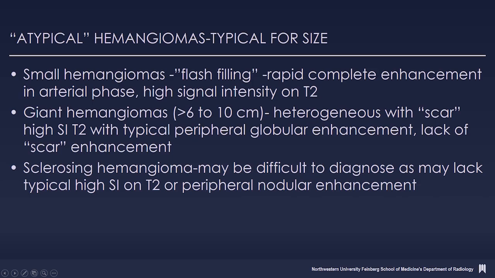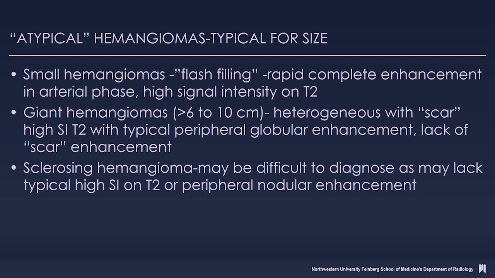So what are the atypical hemangiomas? In my opinion, they're actually typical, and it's typical for their size. So in other words, the small hemangiomas, the ones that we know of as the flash-filling hemangiomas, meaning that they rapidly, completely enhance on the arterial phase, these are the ones that are also going to be high signal intensity on T2 and retain their contrast similar to the adjacent blood vessels. In contrast, the giant hemangiomas, and the exact size isn't really that important, are the ones that are more heterogeneous. They have a high signal intensity central scar with a typical peripheral globular enhancement and lack of enhancement of that quote scar in the center, as we showed on the index case.